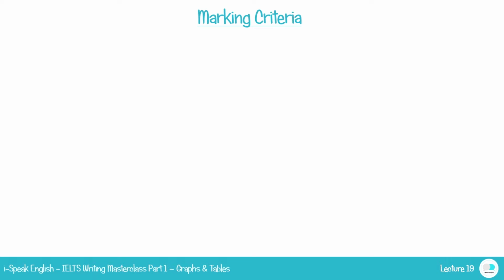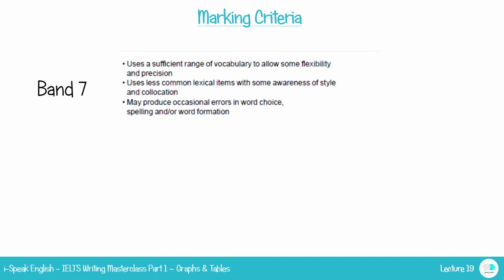But first, let's just take a look at the marking criteria as we normally do before each section. So your Band 7 marking criteria for lexical resource, or for vocabulary, you need to use a sufficient range of vocabulary and to have some flexibility and precision. So you need to be using quite a big range. Try not to repeat words that you use and try to use them as accurately as you can. You also need to use less common lexical terms with some awareness of style and collocation. This word awareness is very important.